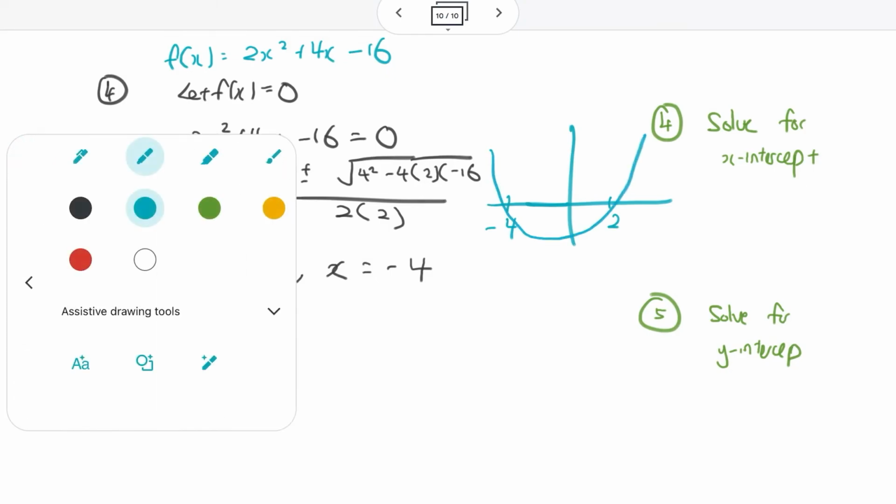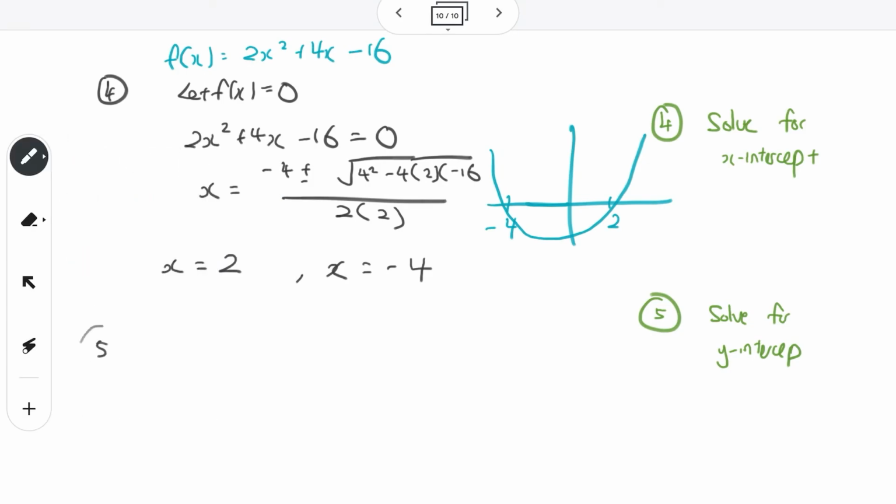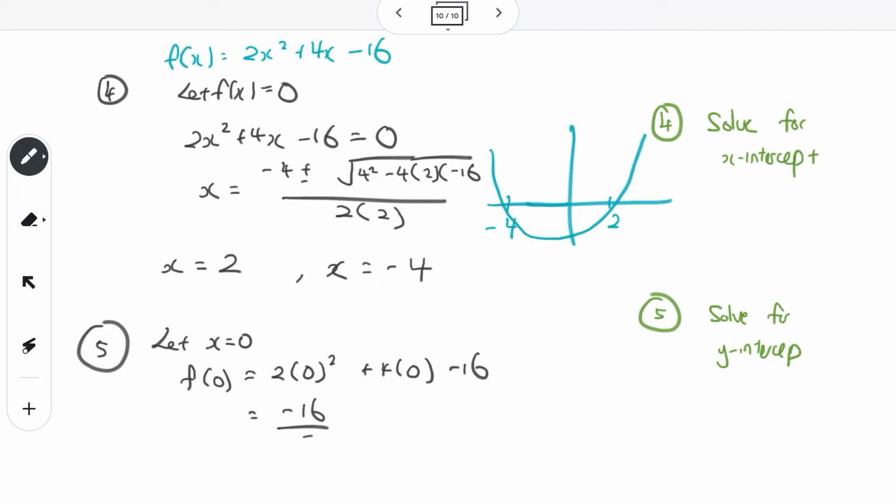And the final step is to essentially solve for the y-intercept, which is where we let x equals 0. So f(0) equals 2 times 0 squared plus 4 times 0 minus 16, which equals -16. And so we know that the graph cuts across the y-axis very low down the graph at -16.